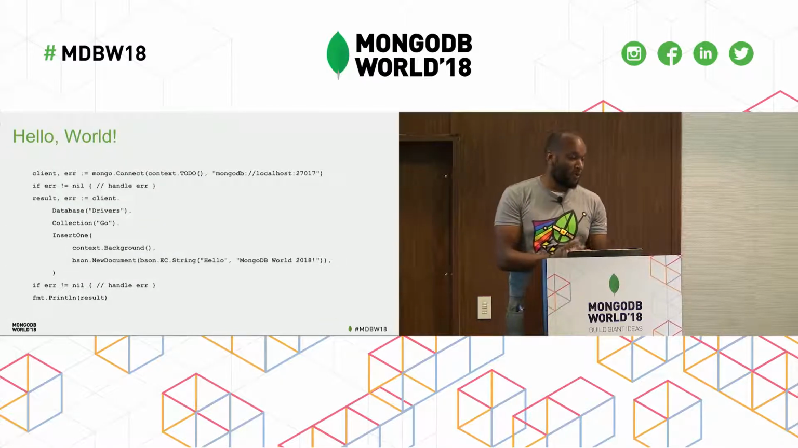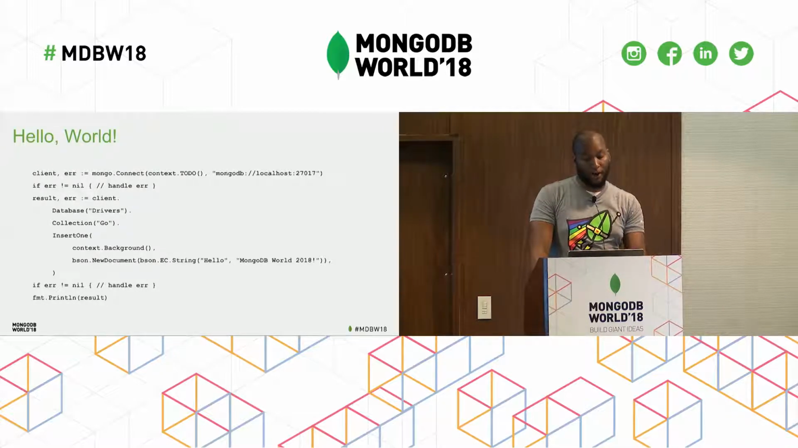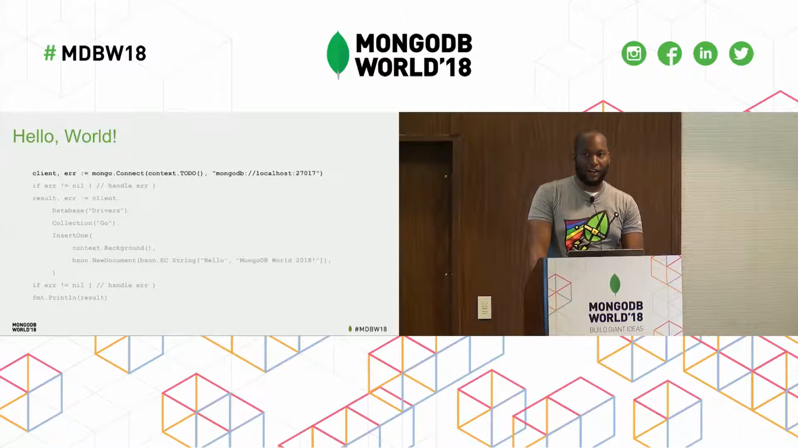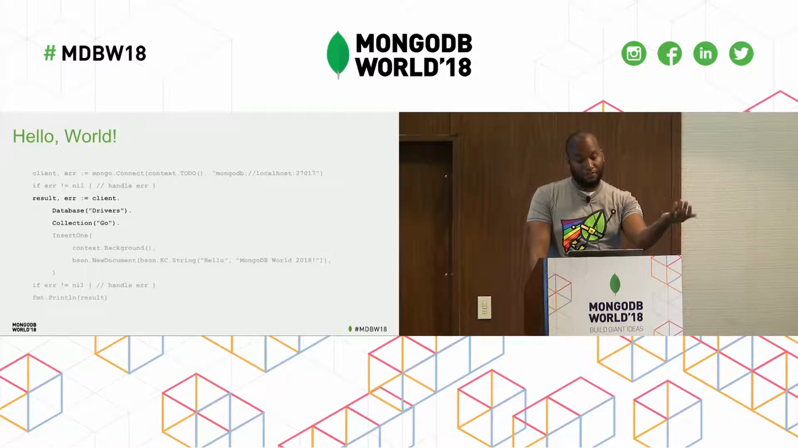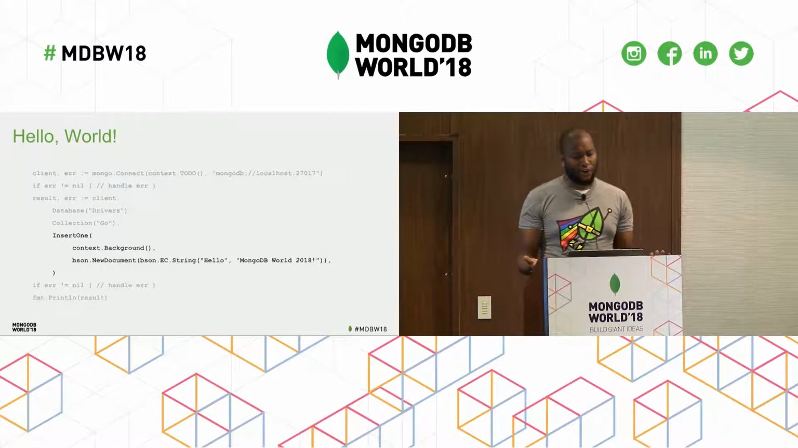OK, so we're going to go through a basic hello world application here. The very first thing you do once you've imported the Mongo package is you call this mongo.Connect function. What this will do is instantiate a client for you and then actually connect it to the database, start monitoring, inspect your cluster, figure out how many nodes you have, if you're a replica set or a sharded cluster, or anything like that. The next thing you do is you get a database and a collection. In this example, we're getting the database drivers and the collection Go from that. And then finally, you can do something like insert a document here.